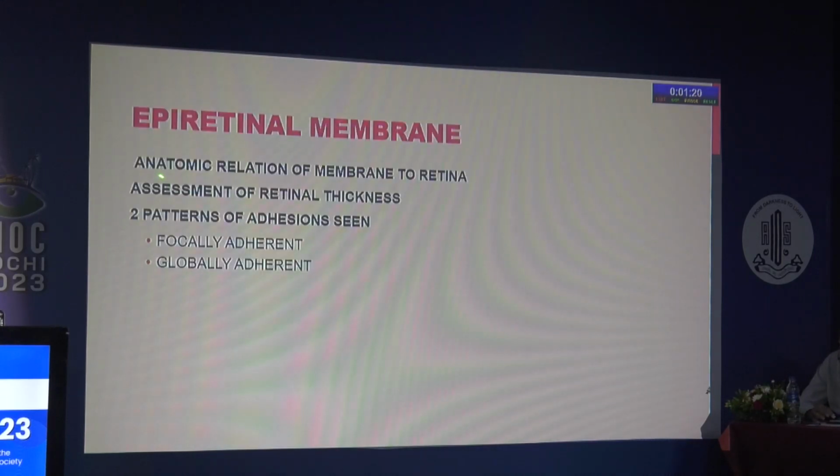Epiretinal membrane, again, is a surface on the retina, the hyaloid and all that, that thickens with age. Again, this has to be taken with a pinch of salt. Don't run for surgery in any ERM that you see. Always correlate with the vision, and whether the patient is having symptoms or not. It can be focally adherent or globally adherent. Normally you should not rush for surgery unless you are really documenting that the vision is falling. If it is focally adherent and affecting the foveal area, of course you have to intervene.